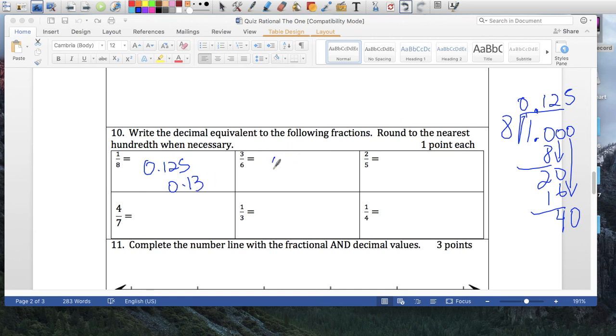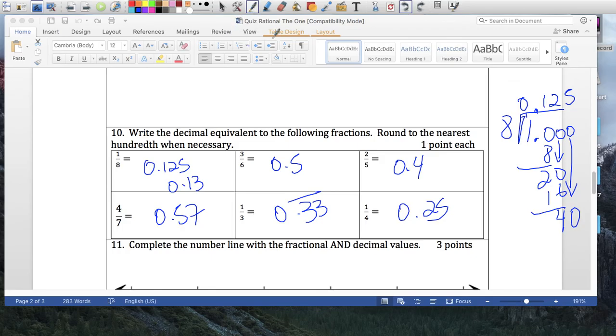3/6, if you divide again, you get 0.5. 2/5, 0.4. 1/4, 0.25. 1/3 is 0.3 or 0.33, that's fine. And 4/7 was 0.57, I believe. But I definitely want you to show work here.